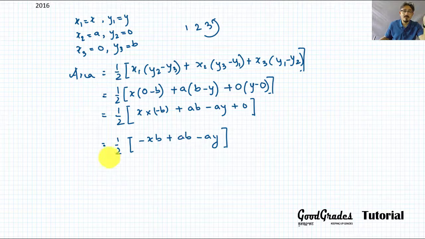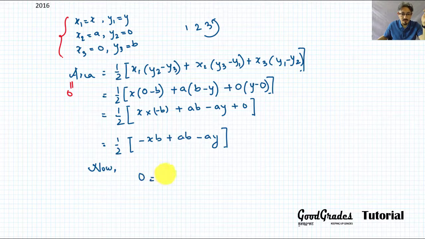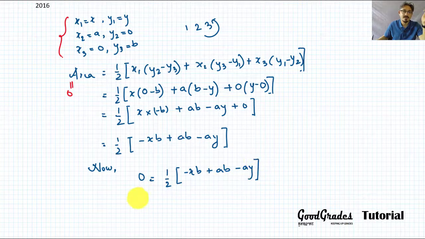Since these 3 points are collinear, the area should be equal to 0. So now 0 is equal to half of minus xb plus ab minus ay. We have 0 is equal to minus xb plus ab minus ay.